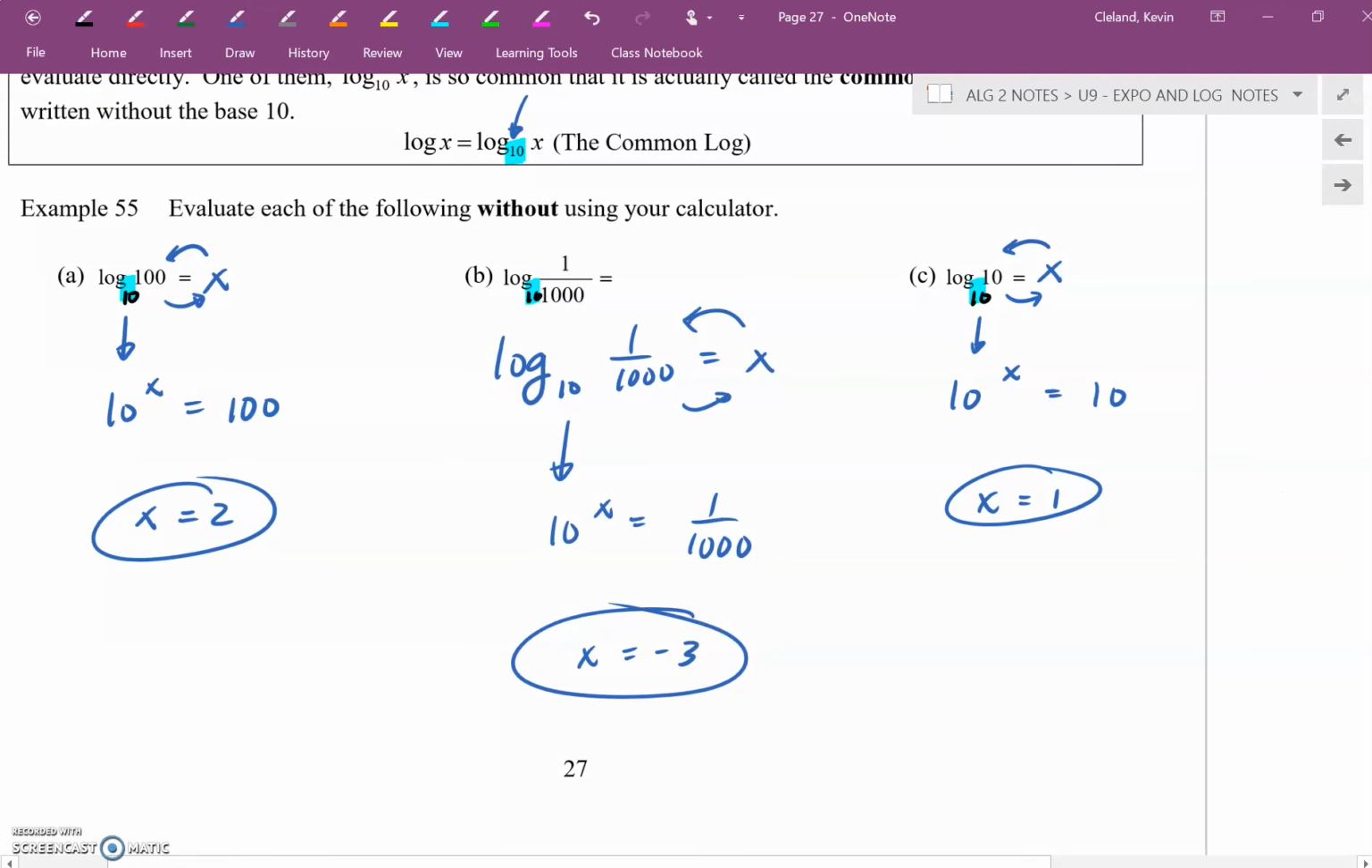And that'll do it for us today. That's solving logarithmic equations.